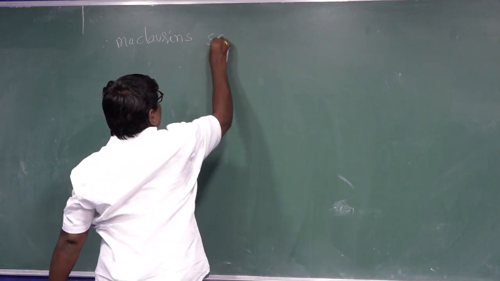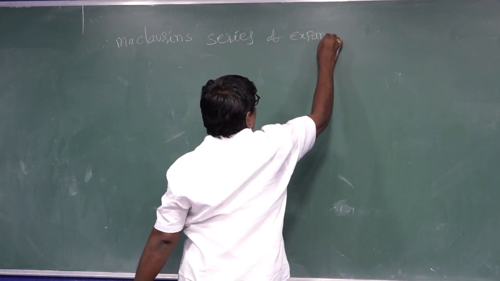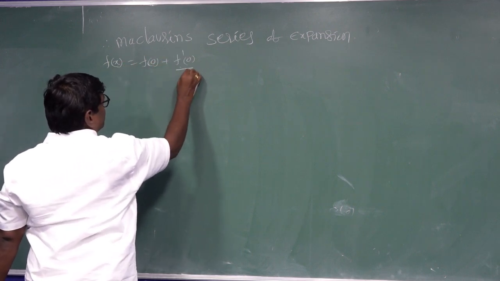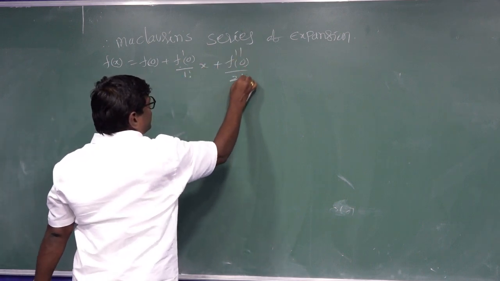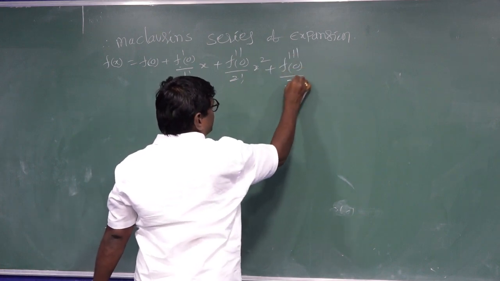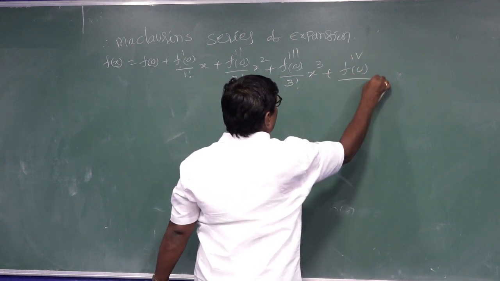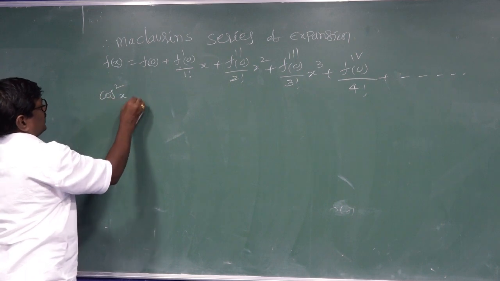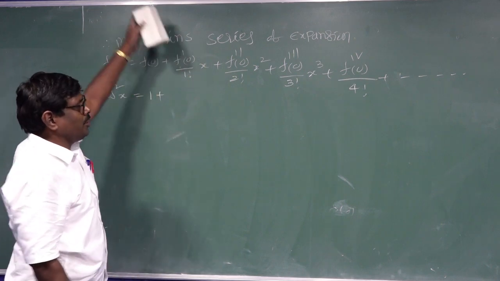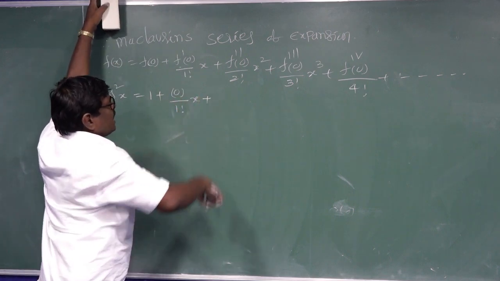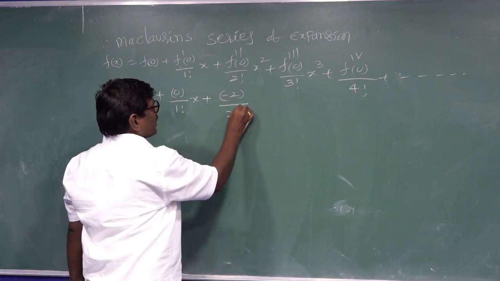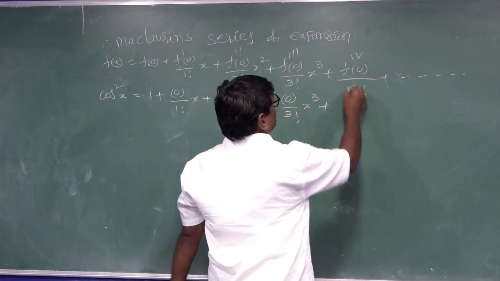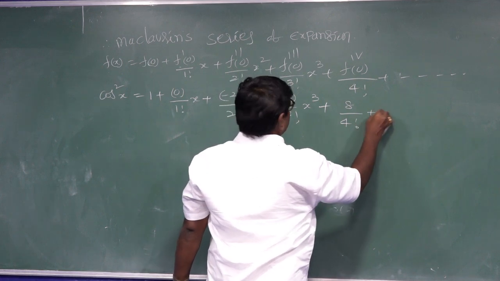Therefore, the Maclaurin series expansion is f of x equals f of 0, plus f dash 0 by 1 factorial into x, plus f double dash 0 by 2 factorial into x square, plus f triple dash 0 by 3 factorial into x cube, plus f fourth of 0 by 4 factorial, and so on. Here f of x is cos square x, equal to f of 0, which is 1. f dash 0 value is 0 by 1 factorial into x. f double dash 0 value is minus 2 by 2 factorial x square. f triple dash value is 0 by 3 factorial x cube. Plus f fourth 0 value 8 by 4 factorial, plus so on.